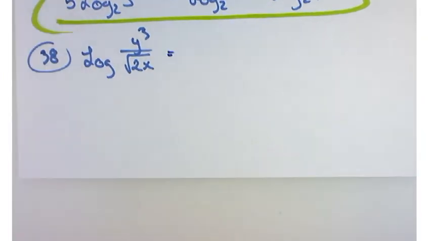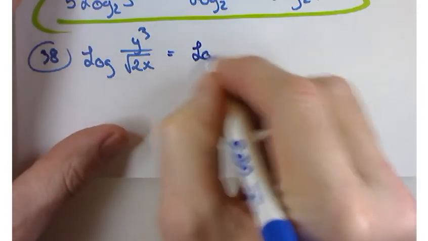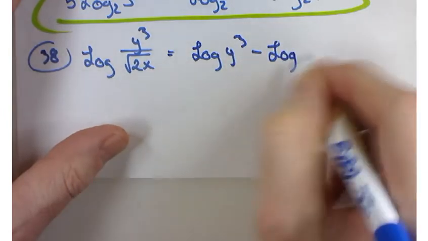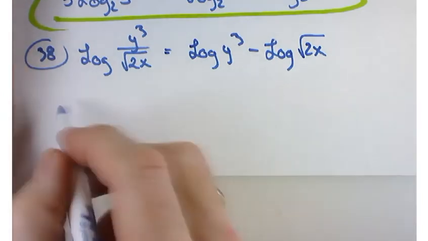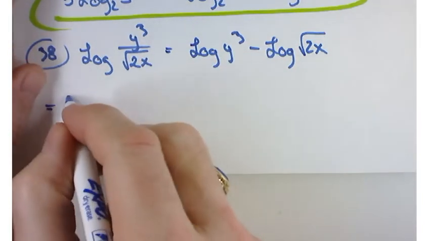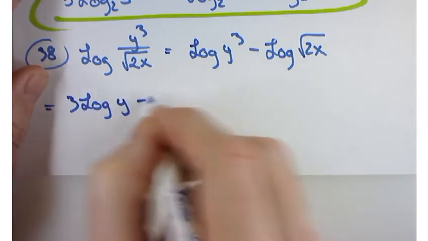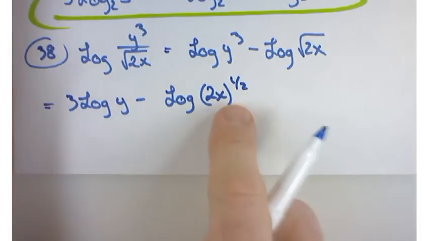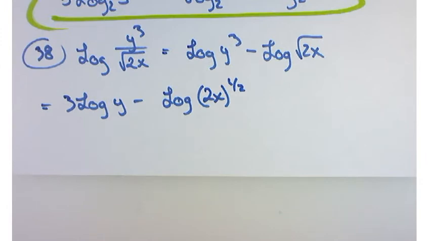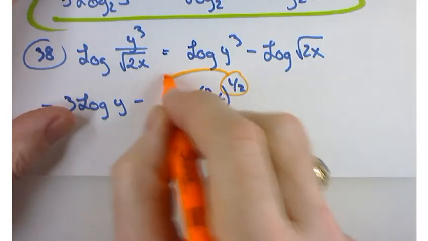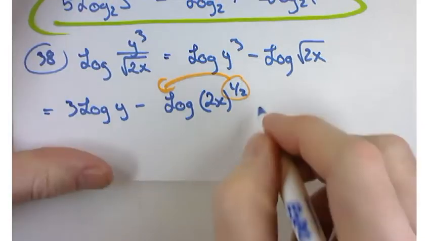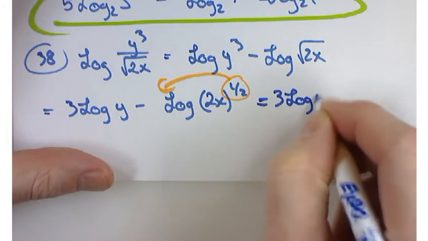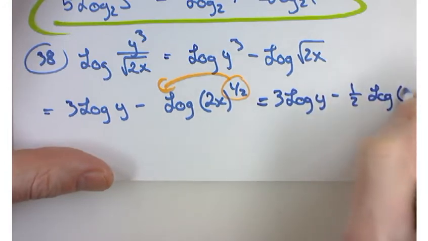So what rule should we use to start out with? Quotient rule. Good. So let's start out with log of y cubed minus log of the square root of 2x. We can do a couple things at this step. First of all, the 3 comes out in front. But what else do you think I should do? Good, it's 2x, the whole thing to the 1/2 power, right? So it's kind of parentheses around the 2x, the whole thing to the 1/2 power. And then as before, that exponent comes out in front, so that gives me 3 log of y minus 1/2 log of 2x.